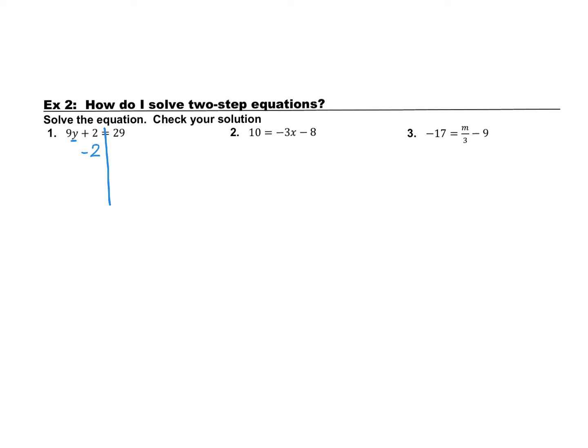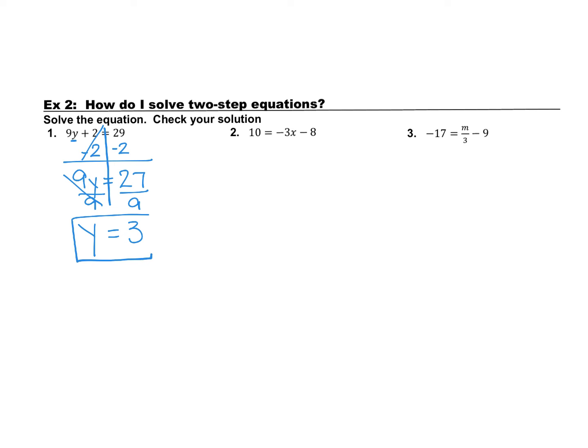So I'm going to subtract a 2 on both sides. And I'll have 9y is equal to 27. And now I'm looking and I have the 9 is multiplying, so to undo multiplication, we divide by 9. And then y is going to be equal to 3.